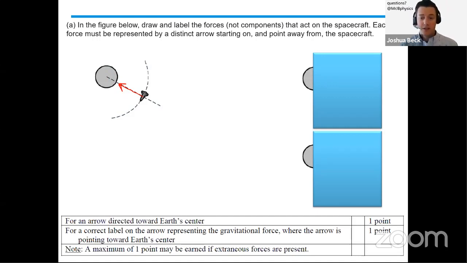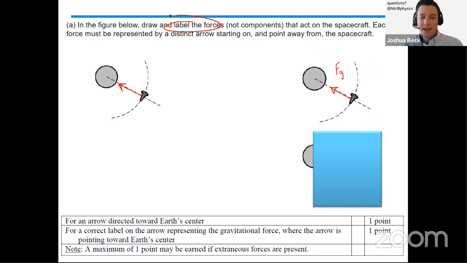Now this is a good start, and if you see on the rubric, this is actually going to get you the first point. You've got an arrow directed towards the Earth's center. However, it says to draw and to label the forces. So I haven't labeled this force, so I don't know exactly what force you're talking about. So you're not going to get the second point. Now, if we look over here, by simply adding this label, calling it the force of gravity, you've now gotten that second point, which is great.